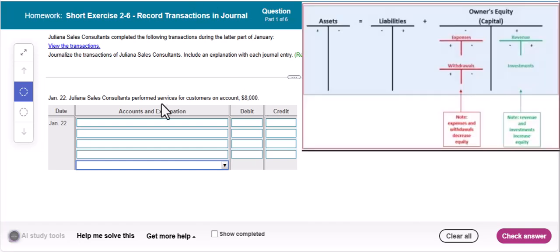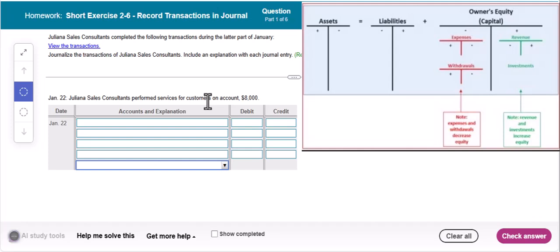So we performed a service. So that means we need to record a revenue. And also whenever we sell something, we're either going to get cash or we're going to record accounts receivable. Now notice it says for customers on account here in the word. So this means our customers are promising to pay us later. Therefore, we're not getting cash now. So we're getting accounts receivable.